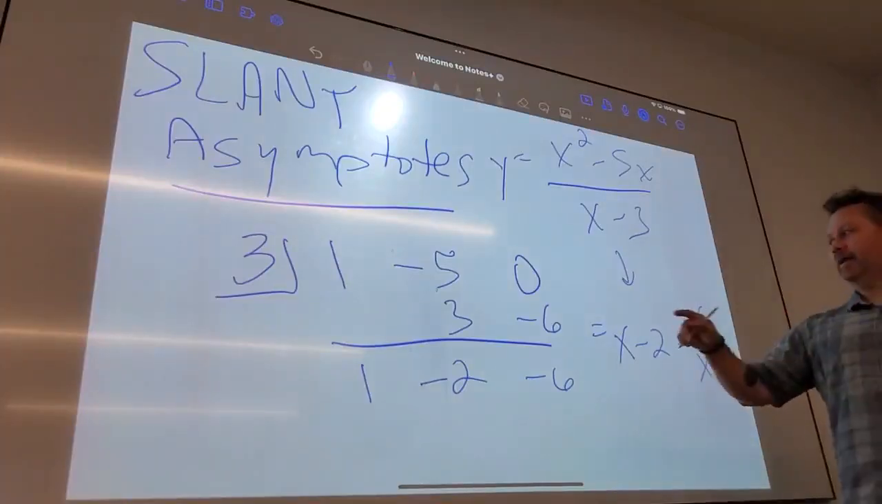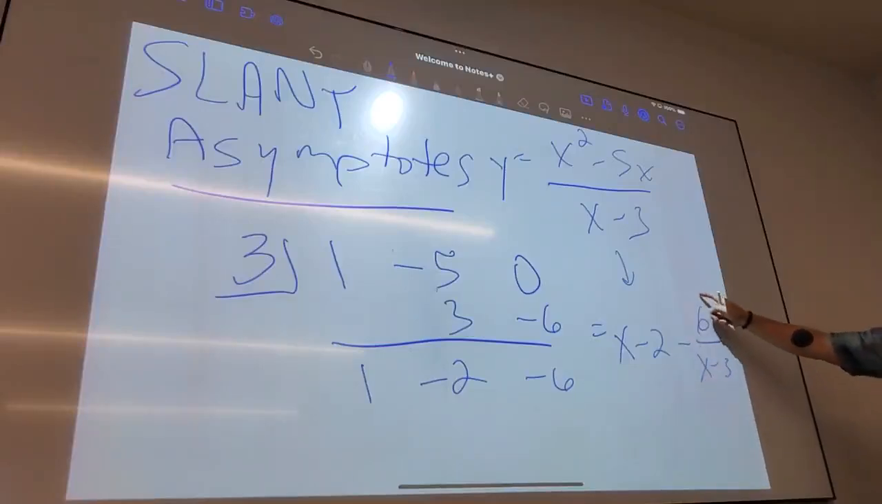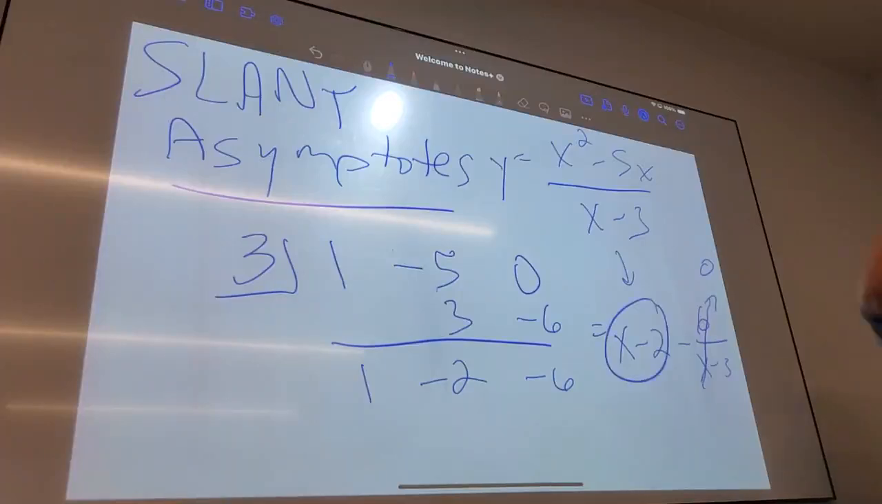Now, help me out. When x gets really, really big, that's the horizontal asymptote we're talking about, right? When x gets really big, what does this do? When x gets really big, what's 6 divided by something really big? Really small. So what does this go to in the end? 0. And I'm left with exactly what we saw.